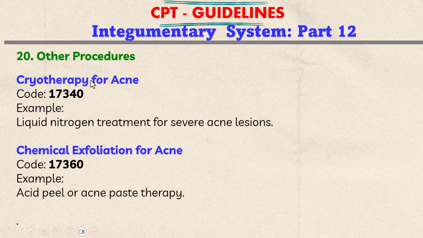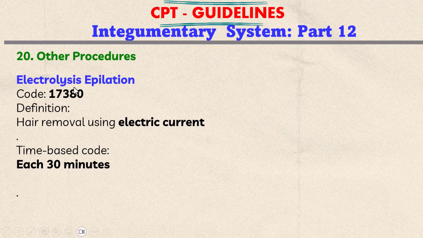Other procedures, cryotherapy for acne. So there's one code 17340. For example, liquid nitrogen treatment for severe acne lesions. Similarly, chemical exfoliation for acne. There's one code 17360. For example, acid peel or acne paste therapy. And electrolysis epilation. So there's one code 17380.